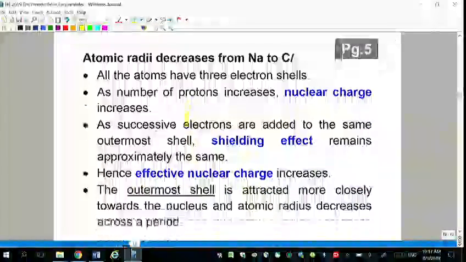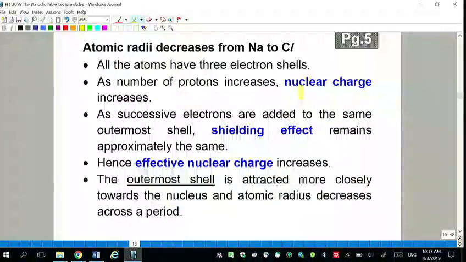It is the same old story again. You need to talk about the nuclear charge, the shielding effect, and the effective nuclear charge. So when I compare from sodium to chlorine for atomic radii, the number of protons increases, so nuclear charge increases. Same thing, nothing new: successive electrons are added to the same outermost shell, so shielding effect remains the same. When I compare nuclear charge and shielding effect, because shielding effect remains the same and nuclear charge increases, the effective nuclear charge increases.